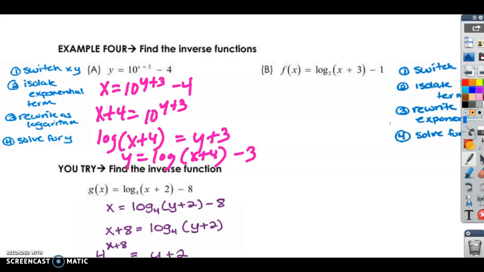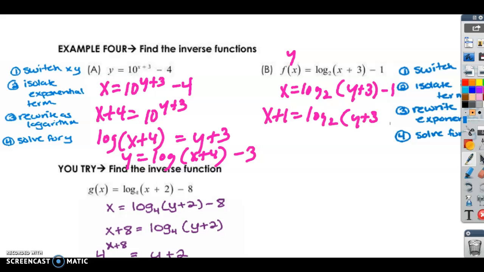All right, so this f of x is the same as y. Okay, so if I go ahead and switch my x and my y, I get x equals log base 2 of y plus 3 minus 1. Okay, so now I got to move the 1 over. So x plus 1 equals log base 2 of y plus 3.